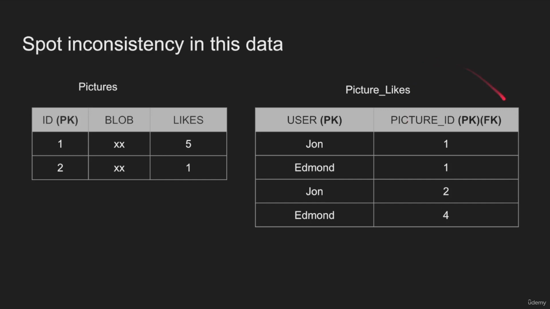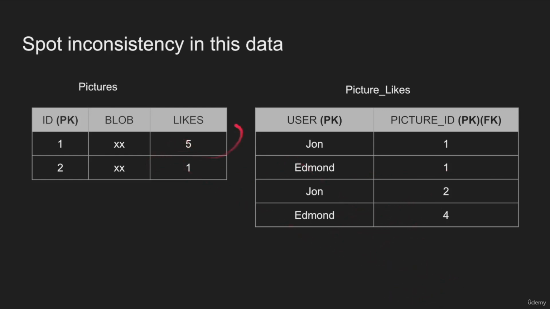Another referential integrity inconsistency is you have Edmond liking picture 4, but if you actually want to get the actual picture in the pictures table, picture 4 doesn't even exist. So that's also an inconsistent result. Someone deleted this picture, but they didn't have a cascading event to delete the likes effectively, right? Leaving those effectively orphaned.